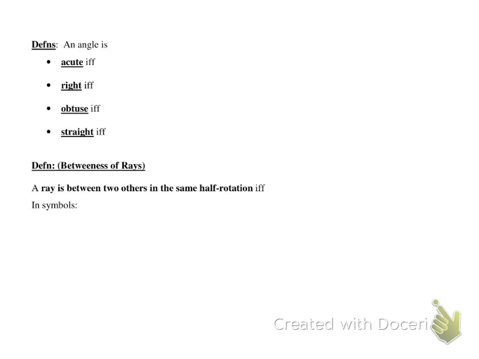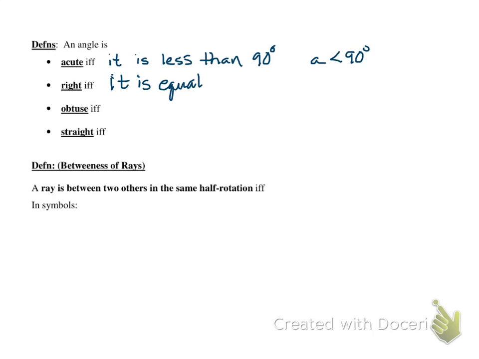The next thing in this section has to do with just some definitions of kinds of angles. I'm sure that you've seen this before. An angle is acute if and only if it is less than 90 degrees. So we could say the angle measure A is less than 90 degrees. It's right if and only if it is equal to 90 degrees. So your angle measure is 90 degrees.